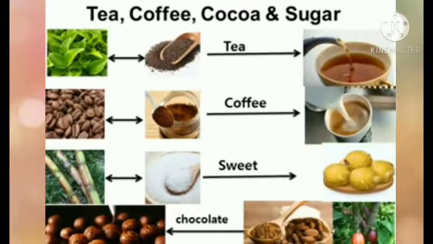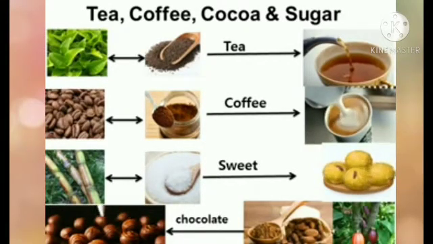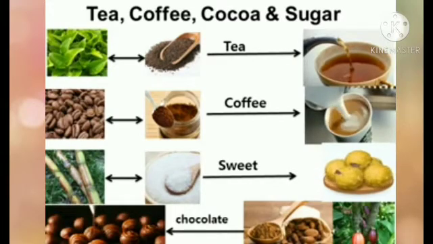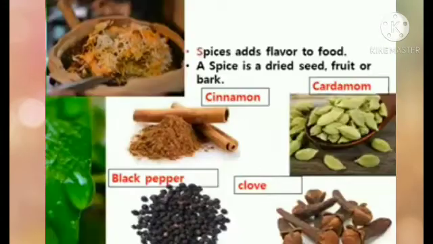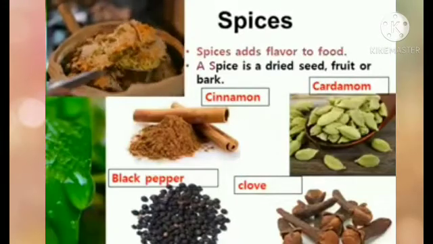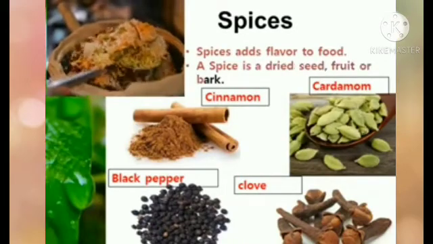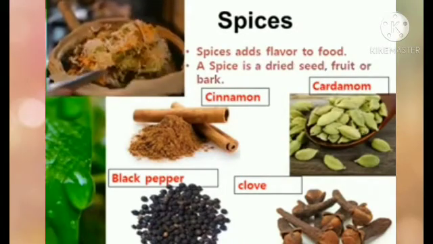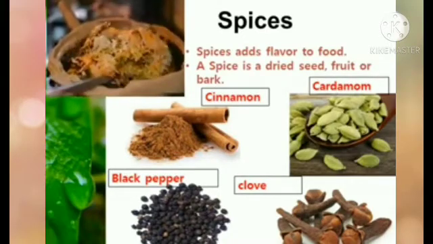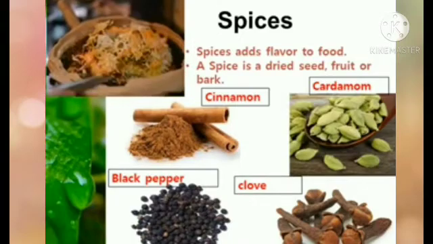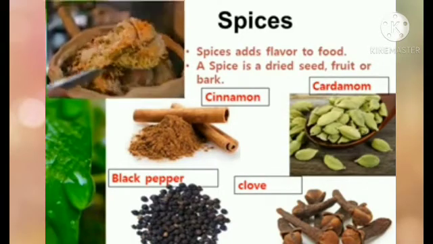Tea, coffee, cocoa and sugar. We get tea powder from tea leaves, coffee from coffee seeds, sugar from sugar cane, and cocoa is used to make chocolates. Spices. We get spices such as cardamom, cinnamon, black pepper and clove. A spice is usually a dried seed, fruit, root or bark.